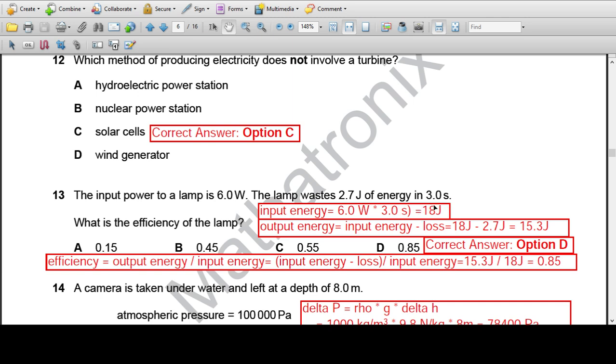So the input energy is 18 joules, and out of this 18 joules, the energy wasted is 2.7. So 18 minus 2.7 is equal to 15.3 joules. So the output energy is 15.3 joules, while the input energy is 18 joules. So 15.3 divided by 18 is the efficiency. So option D is correct, 0.85. Output energy is basically the input energy minus loss, divided by input energy, and that is 0.85.